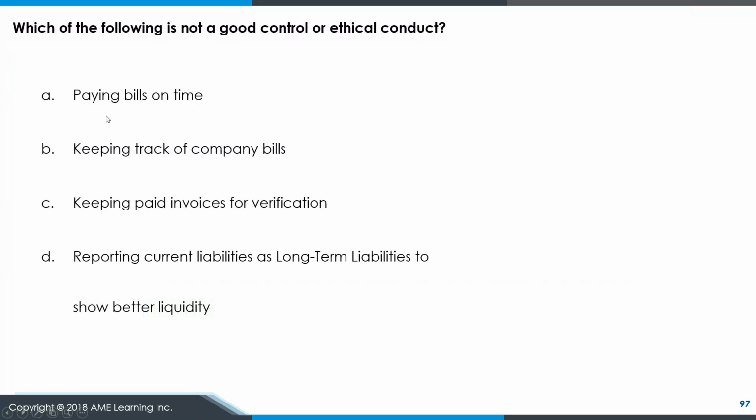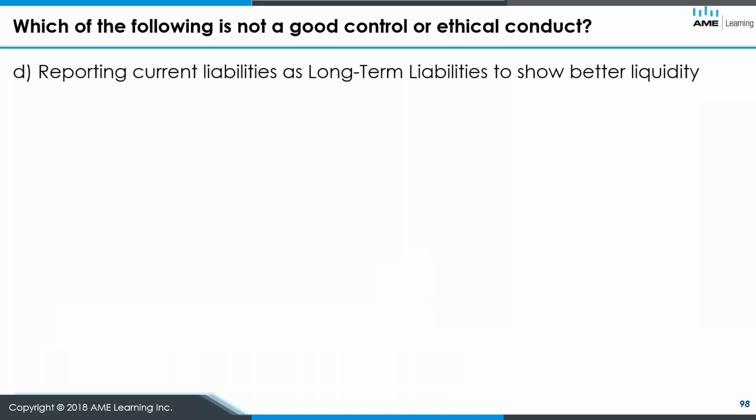Okay, and that just brings us to a question. Which of the following is not a good control or ethical conduct around current liabilities? That will be things like paying your bills on time, keeping track. Those are all good. Keeping paid invoices for verification. Reporting current liabilities as long-term to show better liquidity. That would be manipulation of the financial statements, the balance sheet, that we want to avoid.